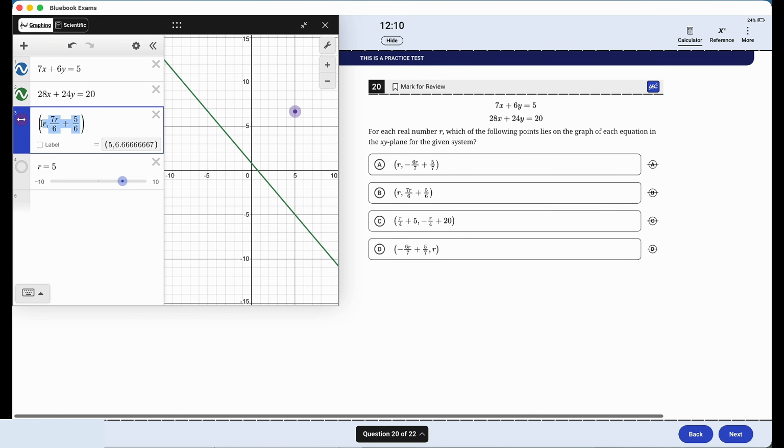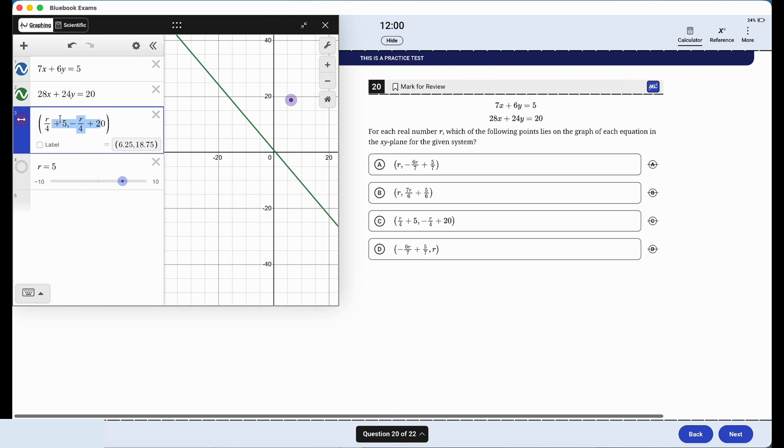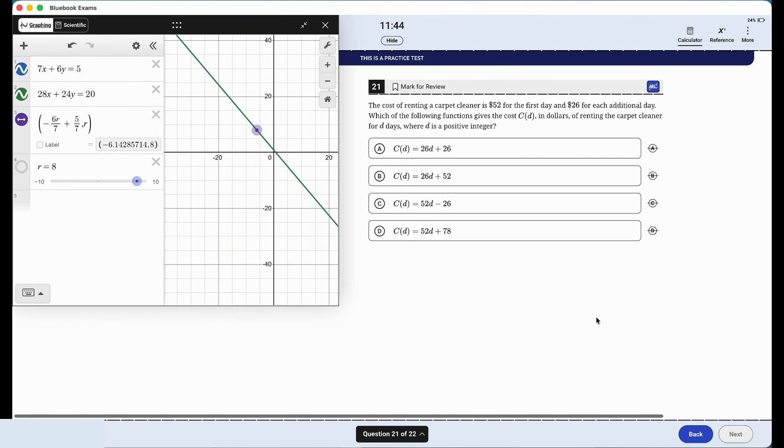Then I try C, that's going to be R over 4 plus 5, negative R over 4 plus 20. I got 0.4 here, careful. But yeah, that's not it. So it should be D, let's see, unless we wrote something in wrong. If nothing's on there, you made a mistake typing something in somewhere, but let's check this. It's the missing one, 7 plus 5 over 7, comma R. There it is, it's on the line. And you see if I change the value for R, it stays on the line.